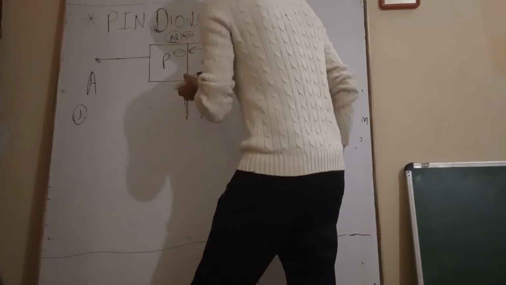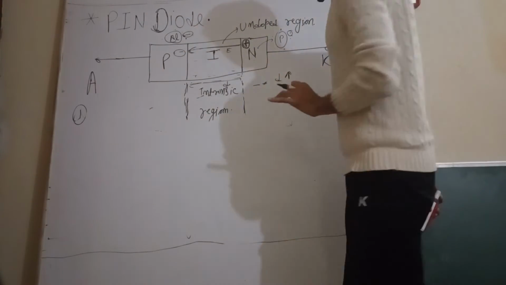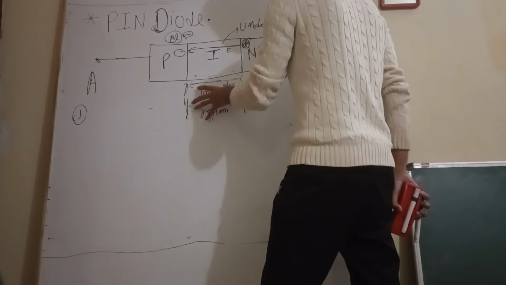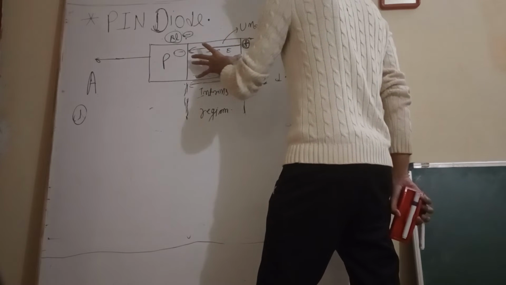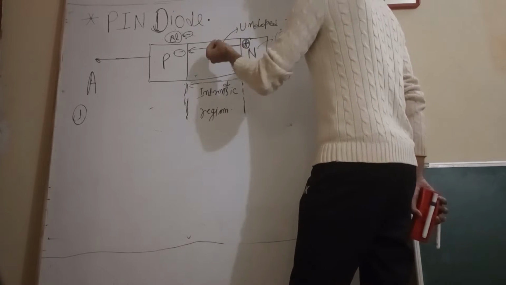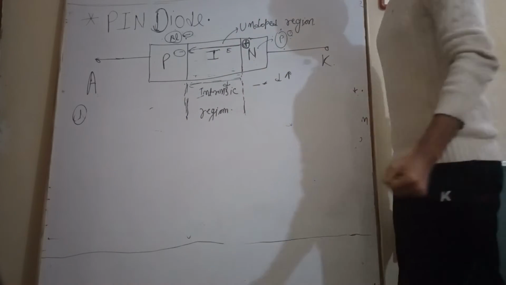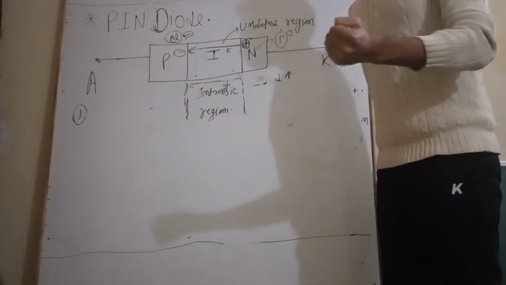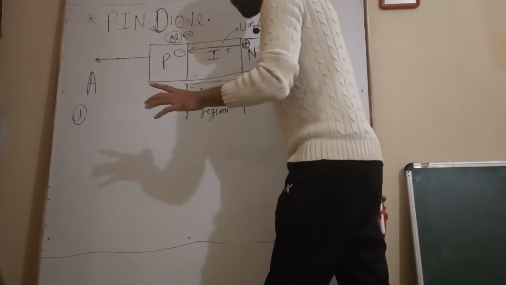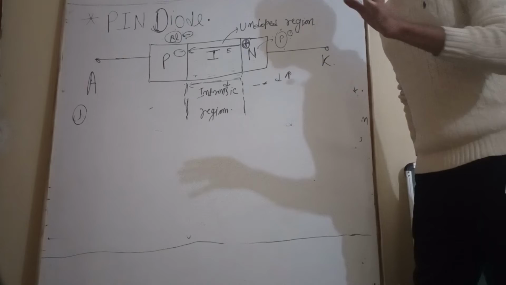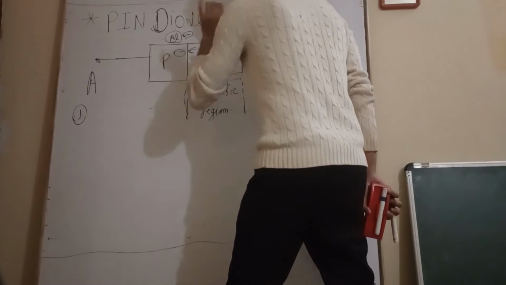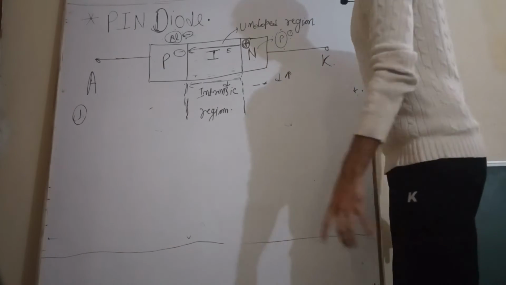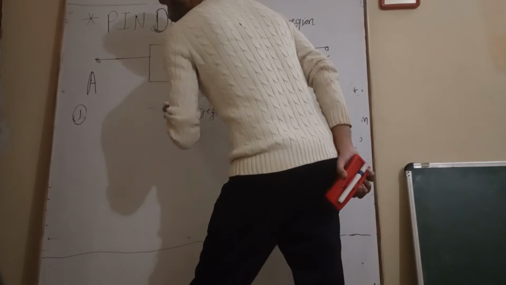Now see the intrinsic region. The main important feature is that the PIN diode has storage of charge carriers. This large intrinsic region stores the charge carriers, which are responsible for the current flow through this PIN diode. So the third feature is storage.